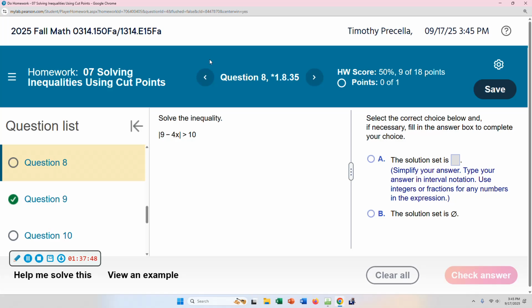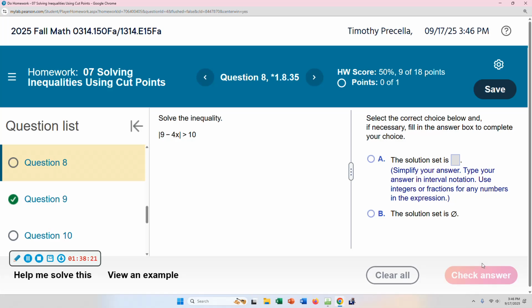The absolute value of 9 minus 4x is greater than 10. Notice those instructions. It doesn't say anything about cut points. How do you know you got to follow these 5 steps? That greater than inequality, the fact that a greater than appears in the problem. So on this one, the absolute value is already isolated. So we go straight to step 1, finding those solution cut points.